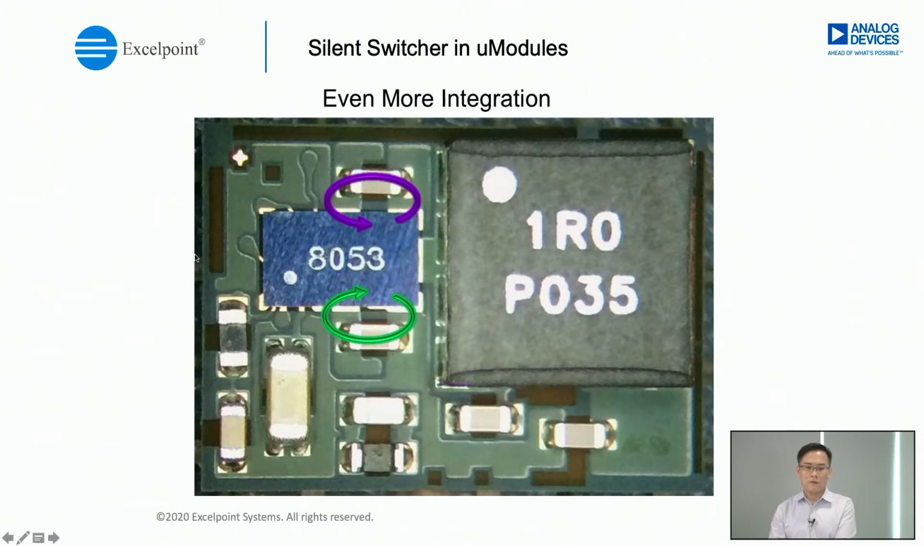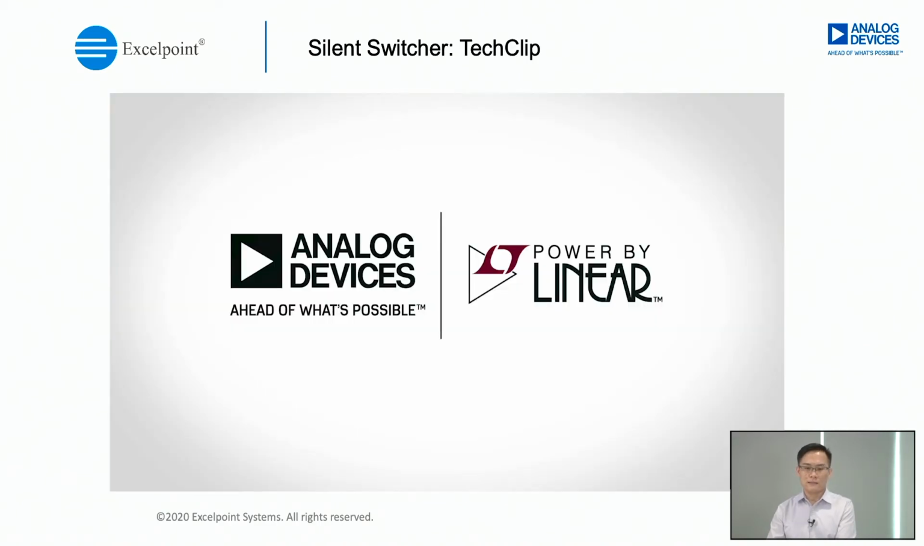So now you can see here is an illustration of what is inside a µModule. You can see here this is the controller, inductor, and some passive components. With this Silent Switcher 2 technology, it allows you to have higher integration with much better EMI performance. So in the next slide, we will show you an animation video about these Silent Switchers.